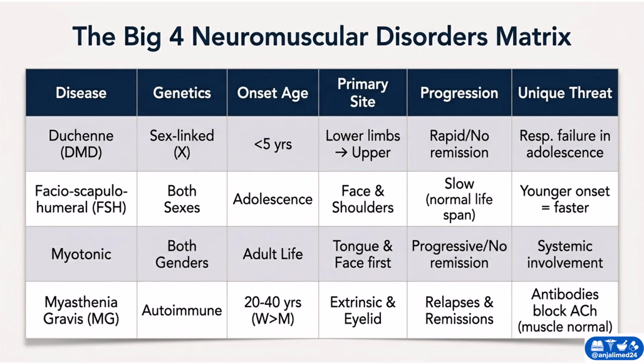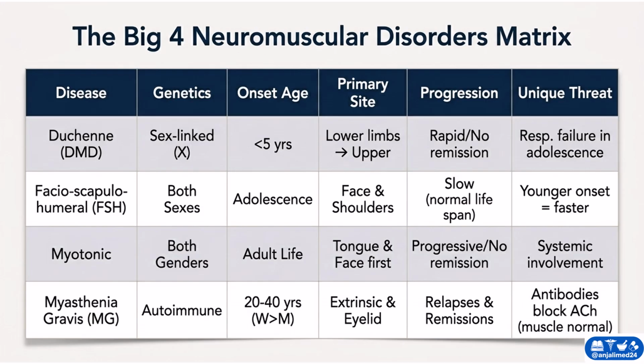Next is Facioscapulohumeral dystrophy, that is FSH. This affects both sexes and usually begins during adolescence. The weakness mainly involves the face and the shoulder muscles. Progression is slow and many patients have a normal lifespan.